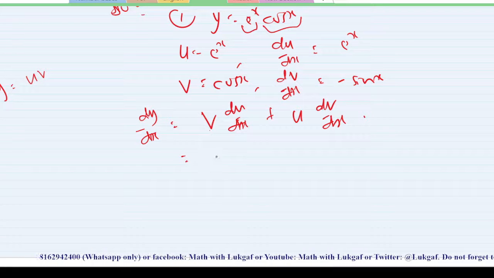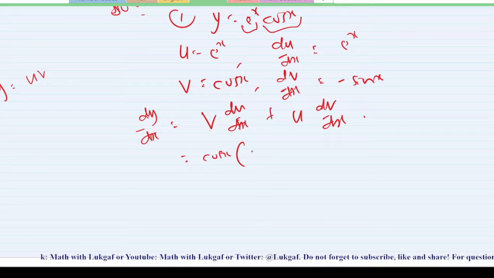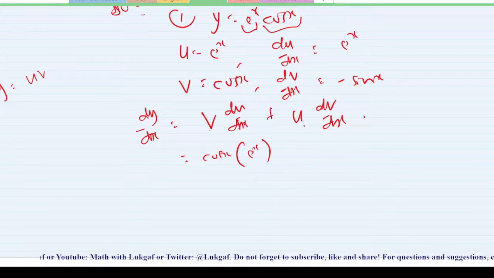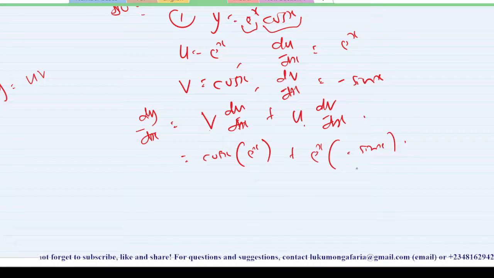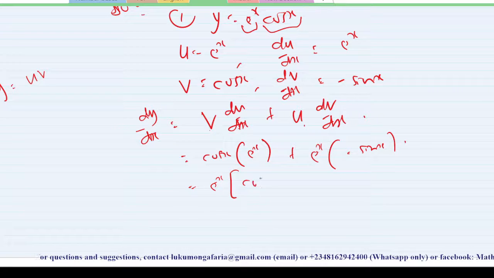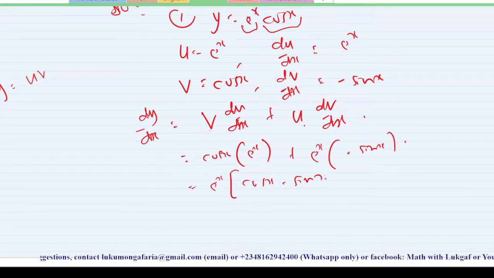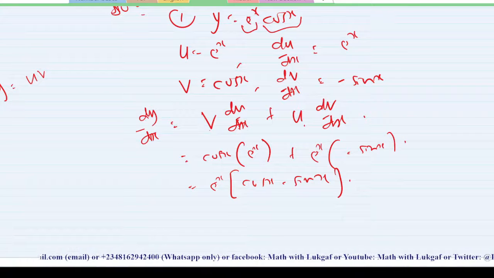So what is my v? Your v is cos x, the du/dx is what? e raised to power x, plus what is your u? e raised to power x. The dv/dx is what? Minus sin x. So you can see that e raised to power x is common. Then I have cos x minus sin x. It's very simple, isn't it?